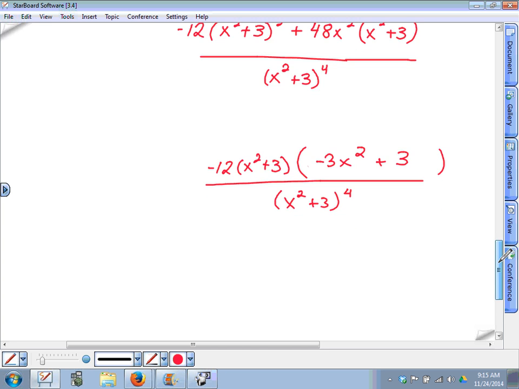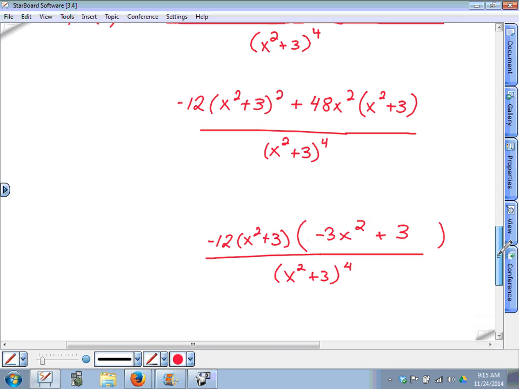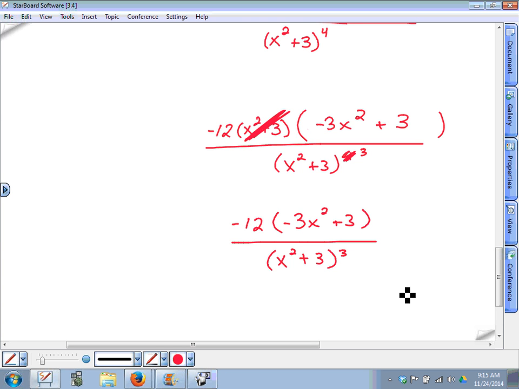Now we need to find critical values, right? We're not quite done yet. What was the point of taking out this x squared plus 3? You can cancel with one of these down here, right? Yes, one of these x squared plus 3's can cancel with one of those. So now we have negative 12 quantity negative 3x squared plus 3 over x squared plus 3 cubed. So that's a simplified form of the second derivative.